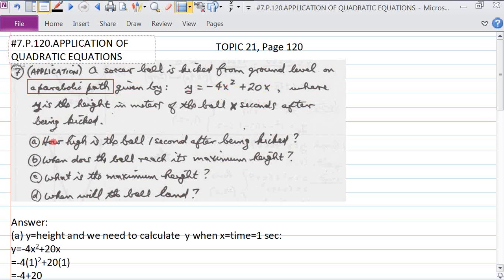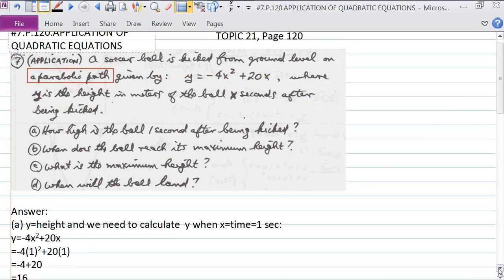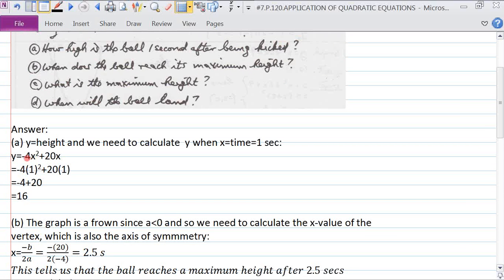So the first question is, how high is the ball 1 second after being kicked? So this means x is 1. If we replace the x with the 1 here, then we should get the height of the ball after 1 second, and that's part A. So we take the equation minus 4x squared plus 20x. We replace the x with a 1, and 1 squared is 1, so here we have minus 4.